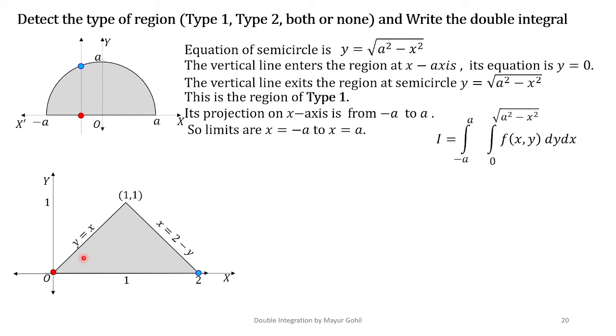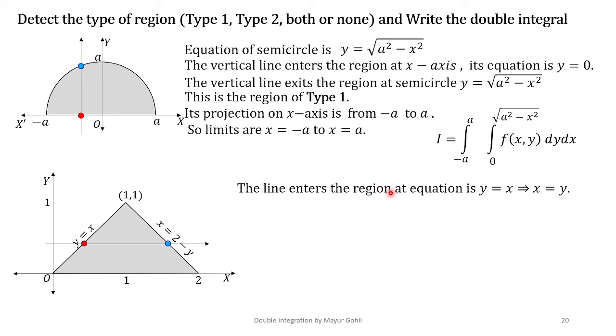The point to note is that the red dot and the blue dot always remain on the same sides, or the equations to which they belong don't change. Do you see that the red dot remains on y equals x and the blue remains on x equals 2 minus y? So the entry point and the exit point do not change. This is what I mean. So let us write down.